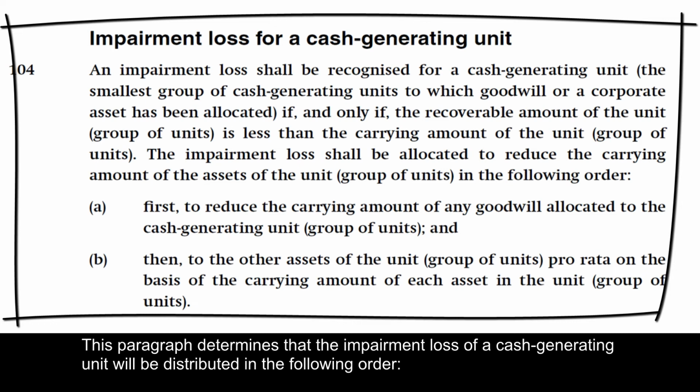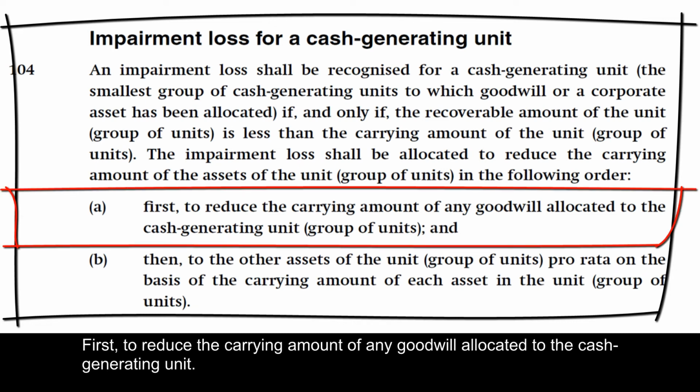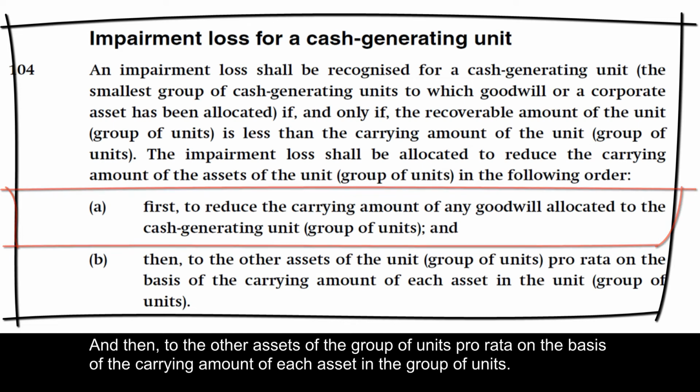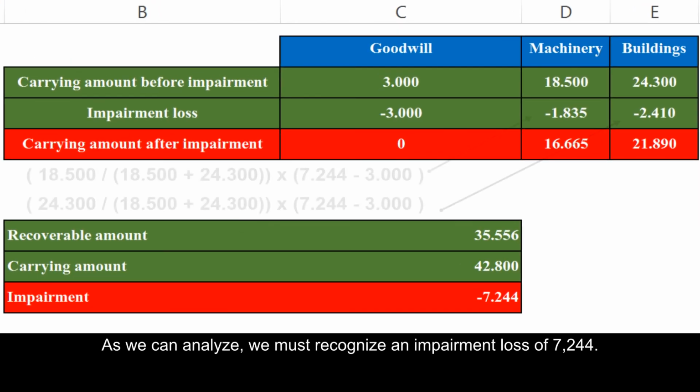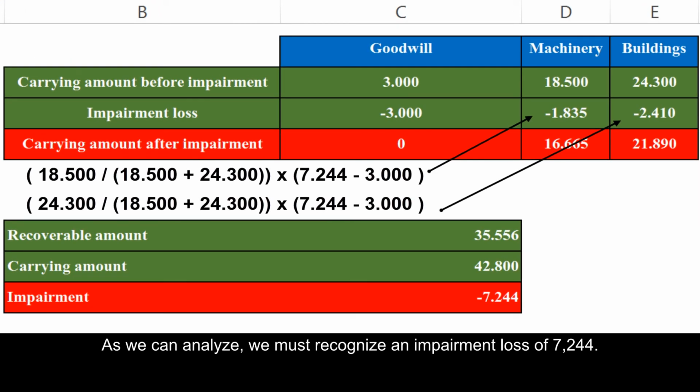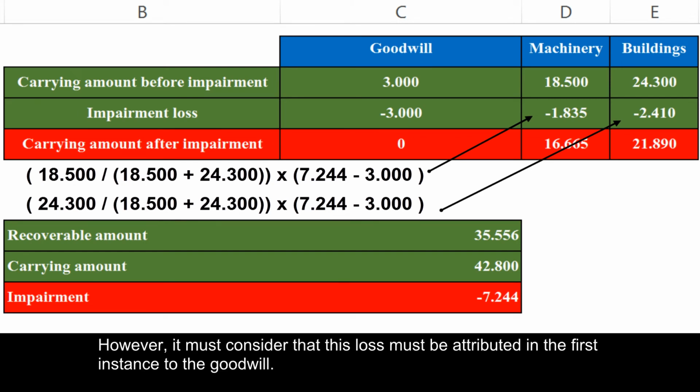This paragraph determines that the impairment loss of a cash-generating unit will be distributed in the following order. First, to reduce the carrying amount of any goodwill allocated to the cash-generating unit. And then, to the other assets of the group of units pro rata on the basis of the carrying amount of each asset in the group of units. As we can analyze, we must recognize an impairment loss of 7,244. However, we must consider that this loss must be attributed in the first instance to the goodwill.